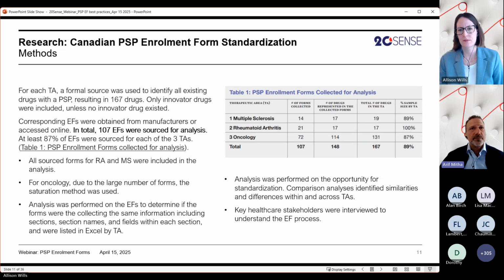All source forms for RA and MS were included in the analysis. So we looked at all 14 MS forms, all 21 RA forms. For oncology, due to the large number of forms, the students used a saturation method. Basically, of the 72 forms, they looked at 52 of them. So they keep looking at forms randomly until there's no new information, and then they stop. So they got the 52 forms. So quite a few of the 72.